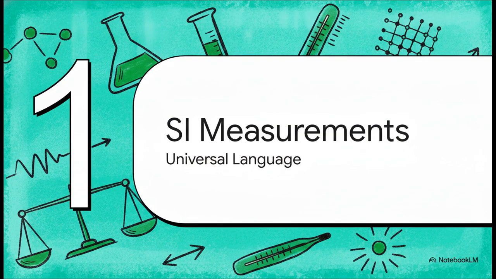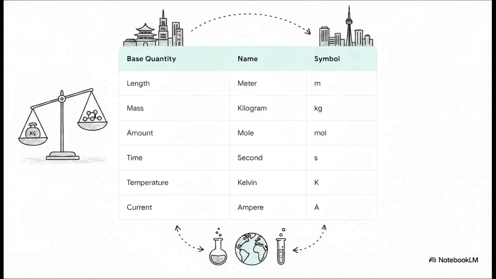Section 1. Universal language of measurement, the SI system. Now, you might be wondering why we start here. Well, global standardization prevents incredibly dangerous misinterpretations of patient data.